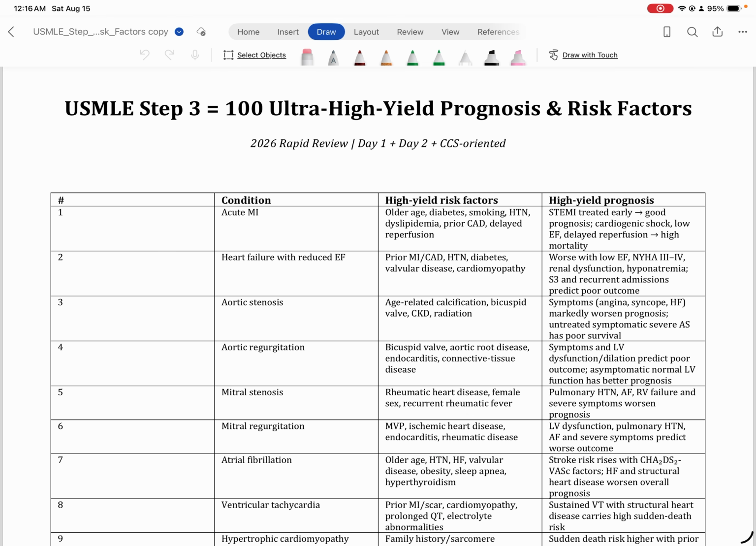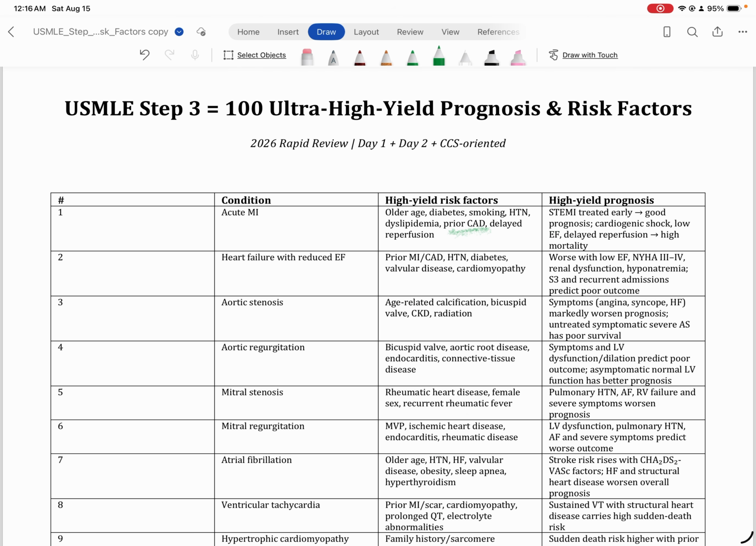Okay, so first of all, the first condition is acute MI. Acute MI presents with shortness of breath, left sided chest pain, dyspnea, and fatigue, like fatigue on exercising. So what are the most common risk factors? First of all, old age. Second, diabetes. Then third is smoking, hypertension, dyslipidemia, prior coronary artery disease, and then delayed reperfusion.